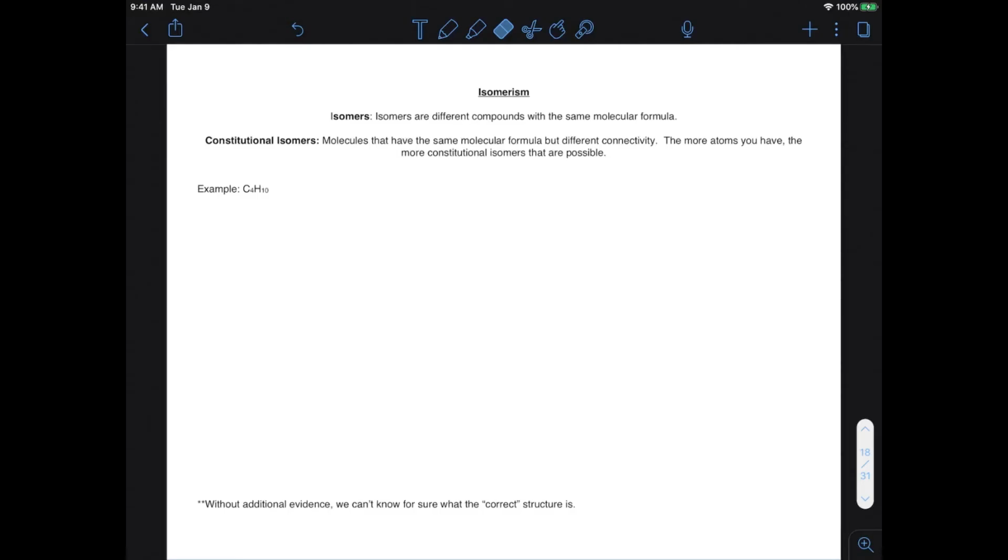All right, so let's actually get into some new stuff now. So we're going to be talking now about isomerism. So what is an isomer? Isomers are different compounds with the same molecular formula.